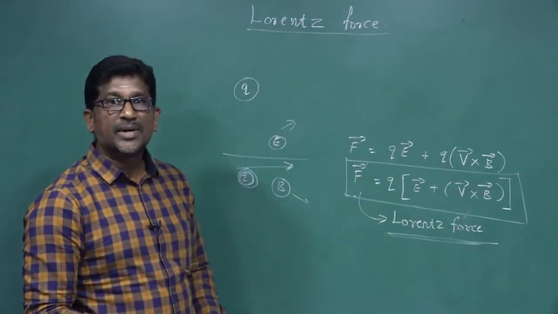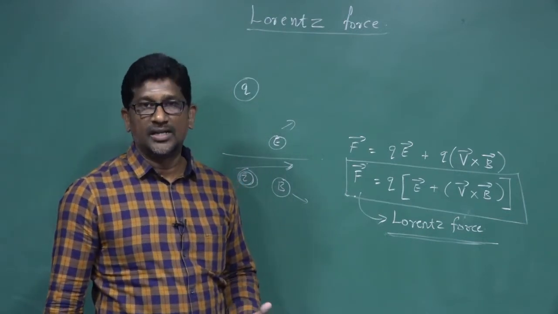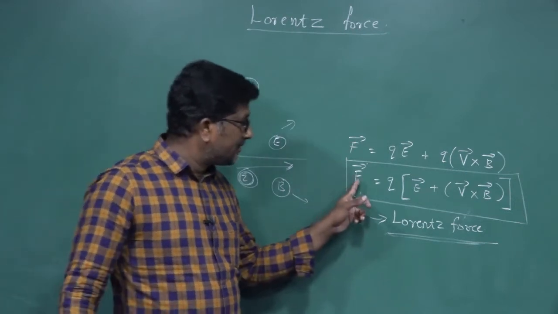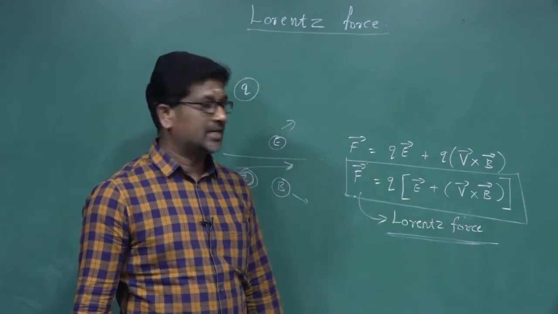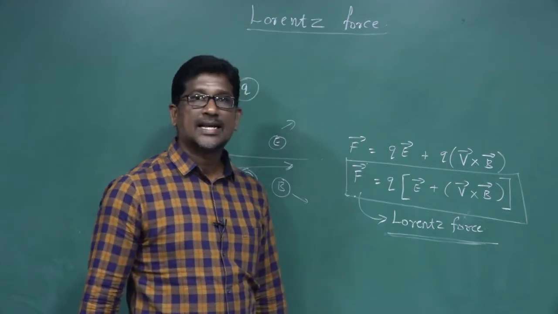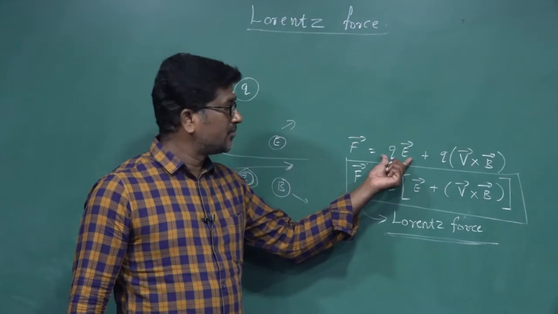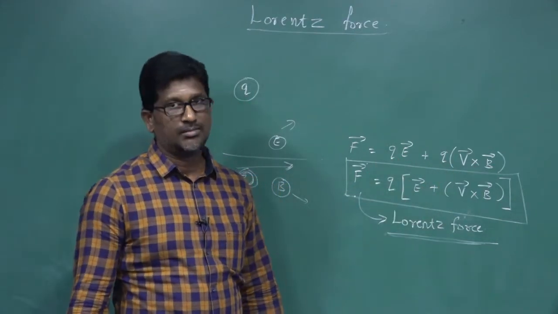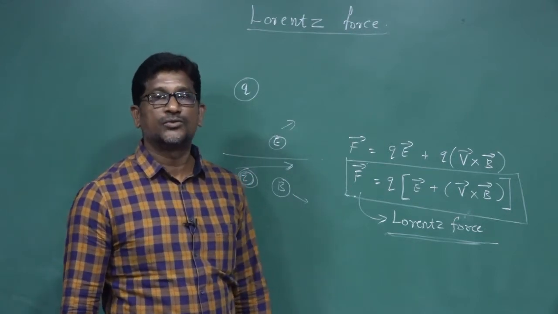The force experienced by the charged particle under the influence of electric field and magnetic field is known as Lorentz force. The Lorentz force is given by F vector is equal to q of E vector plus V vector cross B vector. So this is Lorentz force, this is electric force, this is magnetic force. Magnetic force is also called magnetic Lorentz force.